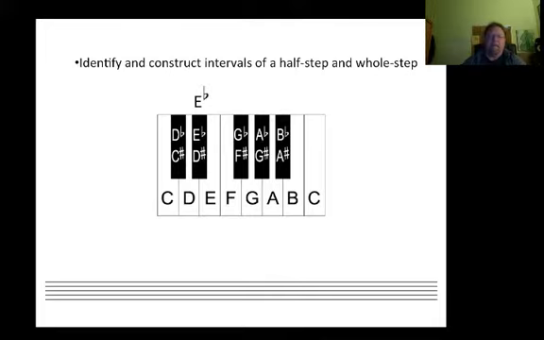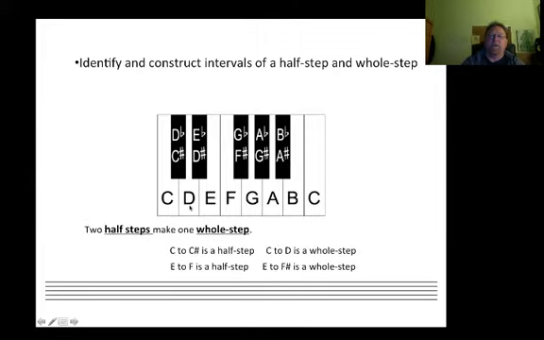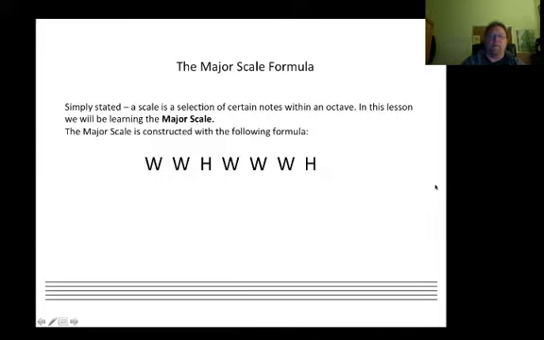E flat, E, if we go from E down a half step, we're on E flat. Or if we go from B down a half step, we arrive at B flat. If they're adjacent keys on the piano, it is a half step. Two half steps make a whole step. So C to C sharp is a half step. Add another half step, C to D is a whole step.